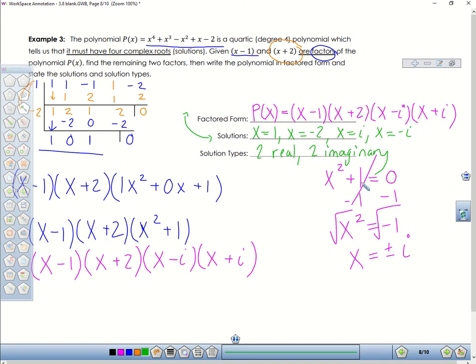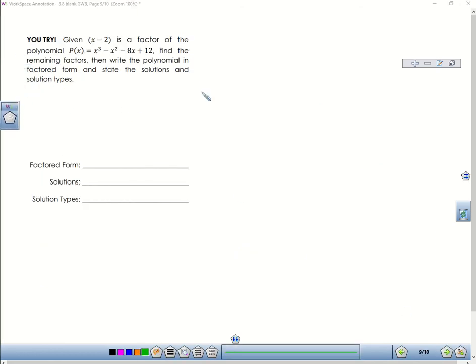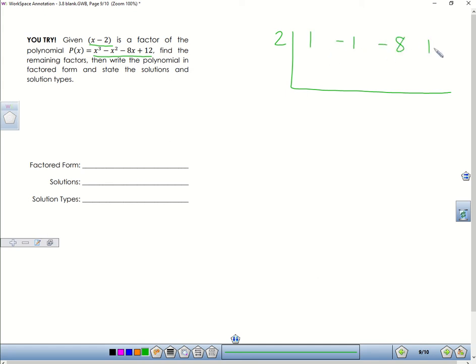So we're going to do one more example together, and then we will have time after lunch to work on the 2 assignments. For this one, we're given this as a factor and we're given this polynomial, so we need to do synthetic division, right? What's going to go on the outside is a 2, and I take the coefficients from my polynomial, which are 1, negative 8, and 12. Everybody see where I got that from? Ask if you don't.